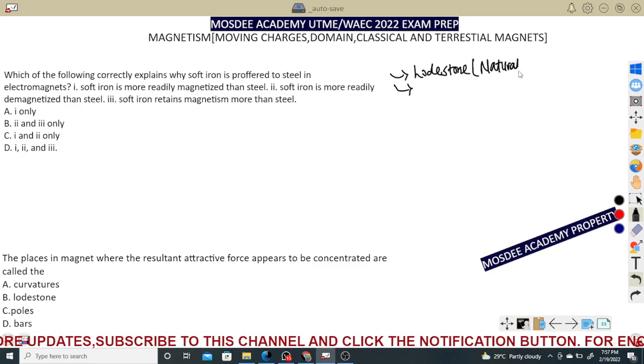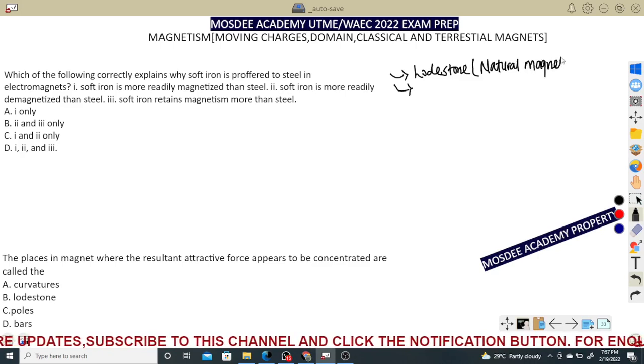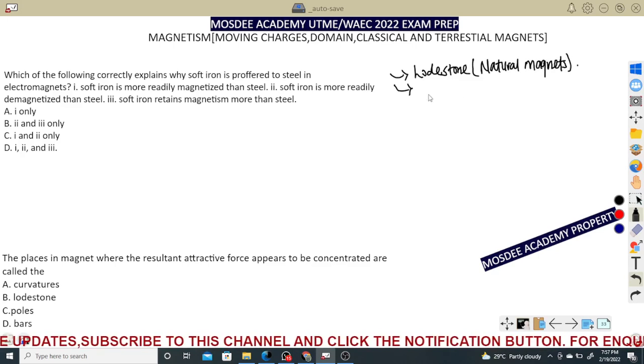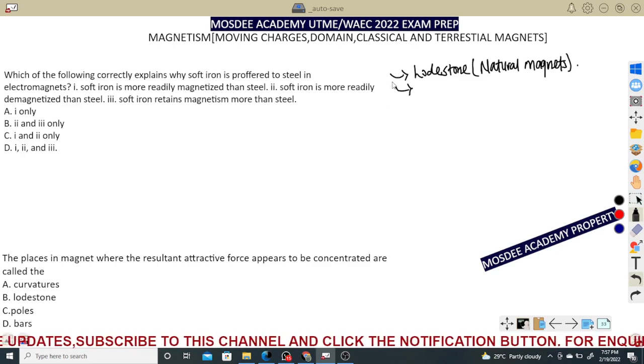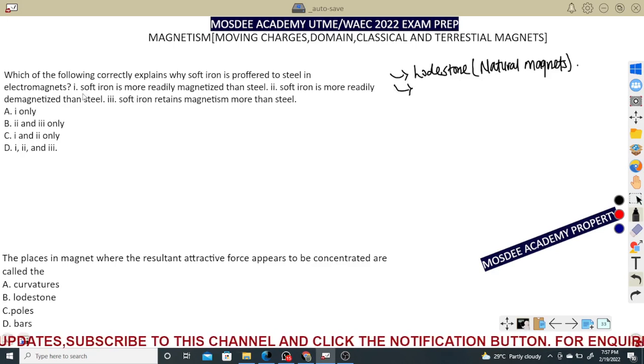Because there are some school pattern questions that you are going to face that will ask you about this. So as a beginner on the topic of magnetism, these are still what you need to keep at the back of your mind. I think this is a straightforward question.